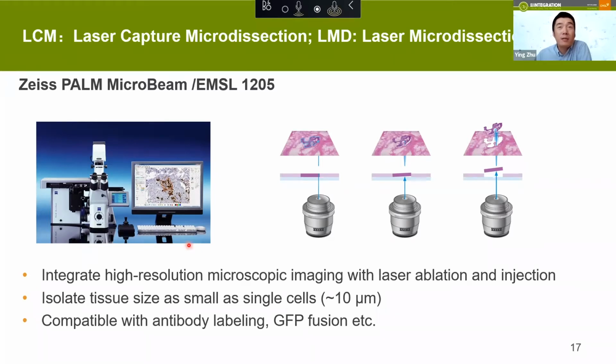The procedure of laser capture microdissection is here. Generally, you use a microscope to image the whole tissue section and find the cell of interest or area of interest. You draw a line across this area, and then the laser will start to cut along your drawing. The last step is the laser generates a pulse. The pulse will eject the sample into the collection device.